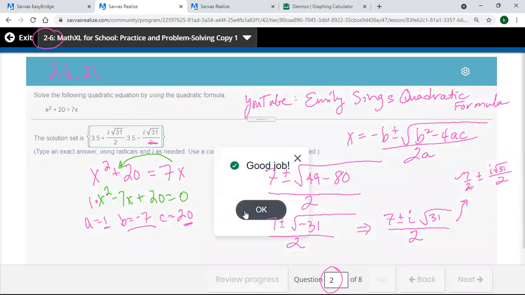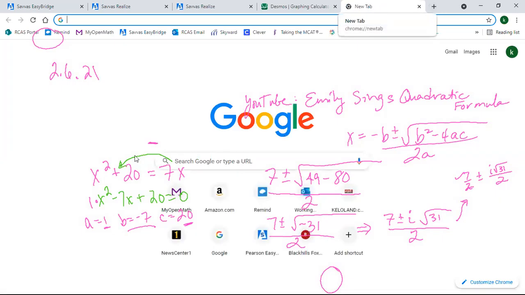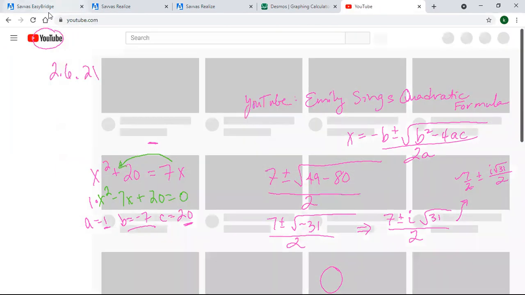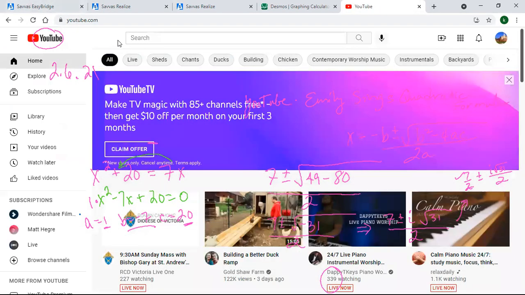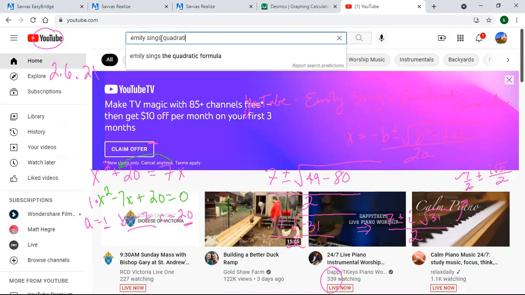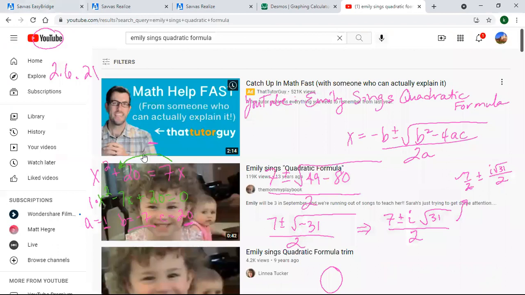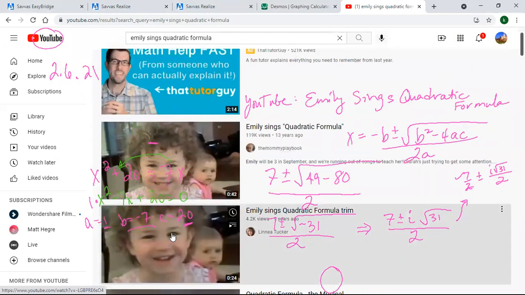Good job. So anyway, I'm thinking about going and looking for that Emily singing the quadratic formula song here. Let's see what happens, see what I find here. Emily sings quadratic formula. There she is. There's little Emily.